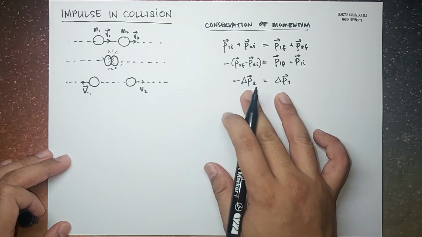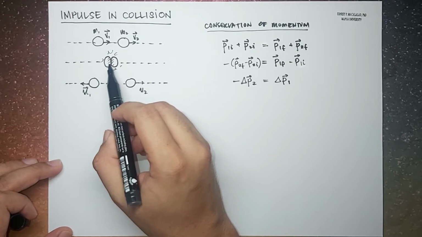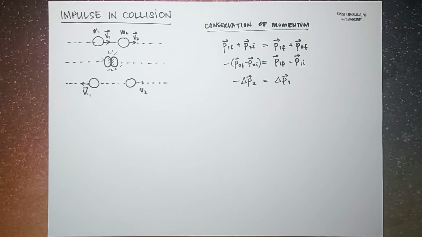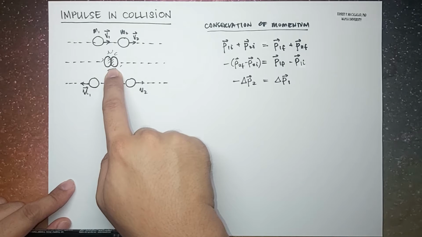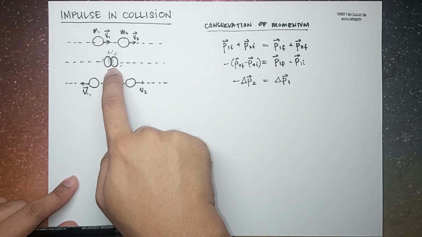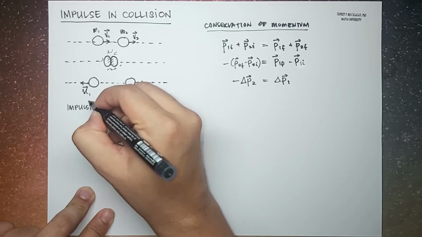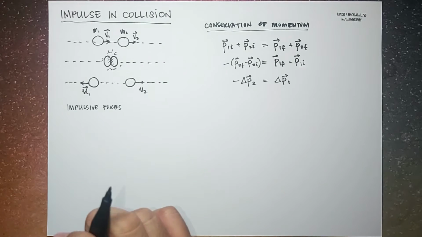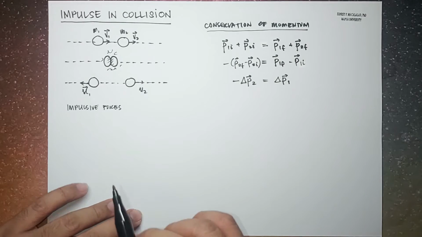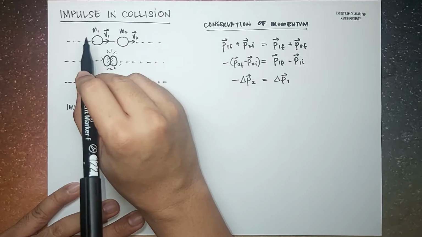Now what is this change in momentum? It can actually be quantified when we look at what happens during collision. During collision, you will notice that the particles are physically interacting with each other. So there is some form of force that arises during this interaction. We call these impulsive forces. These impulsive forces are forces of extremely short duration, and they are typically exerted by the particles involved during collision.